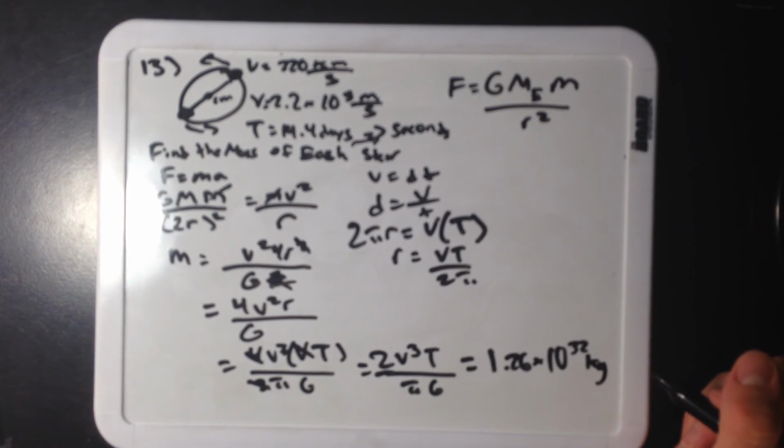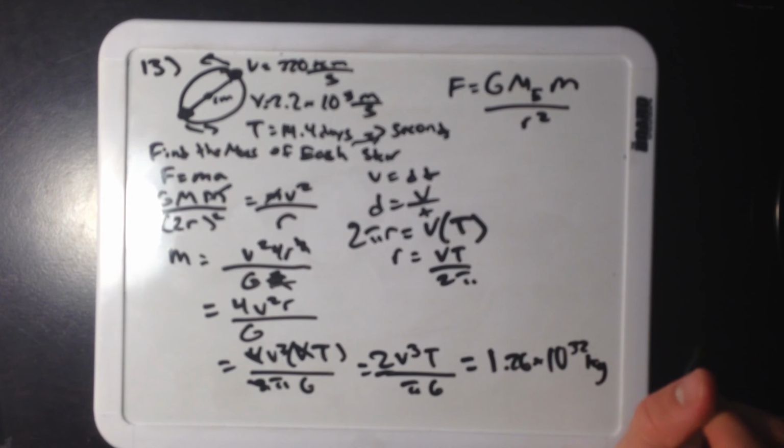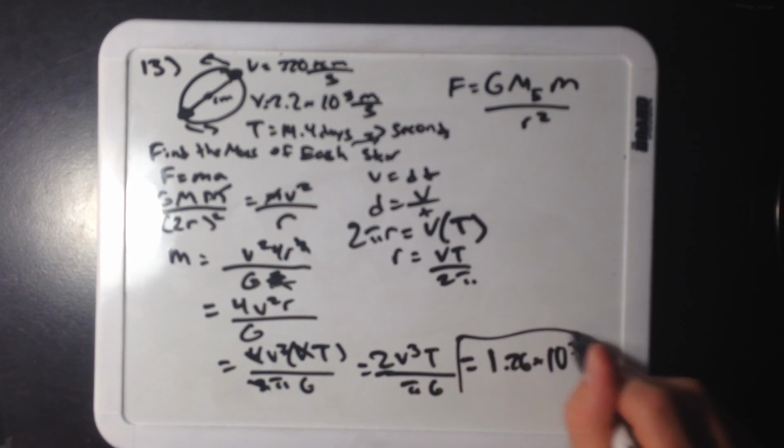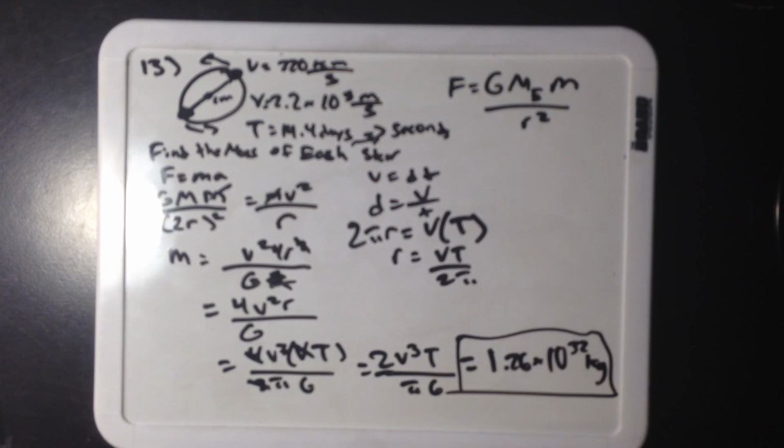And then the question says, for comparison, the mass of our sun is 1.99 times 10 to the 30 kg. So these two stars are a lot heavier than our star. And that is our final answer.